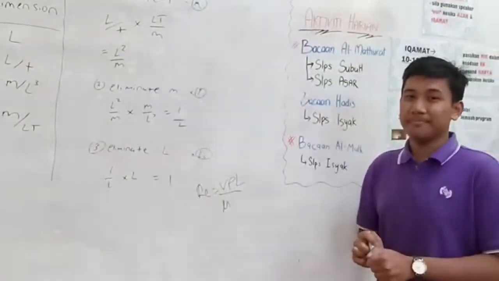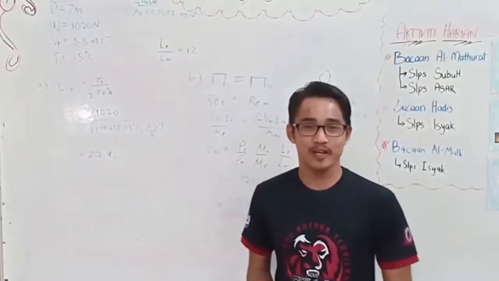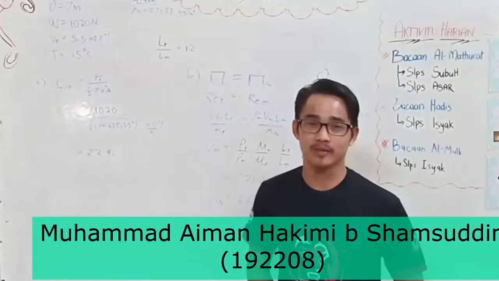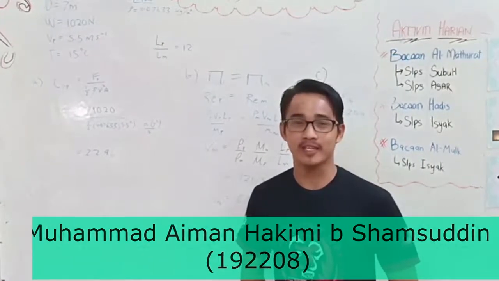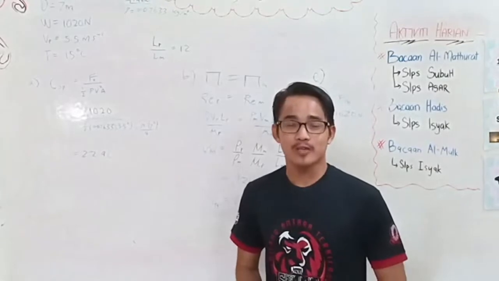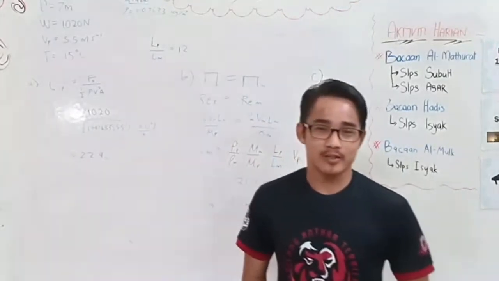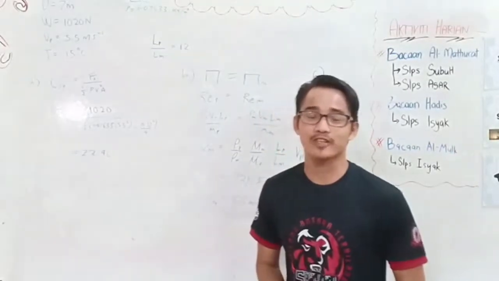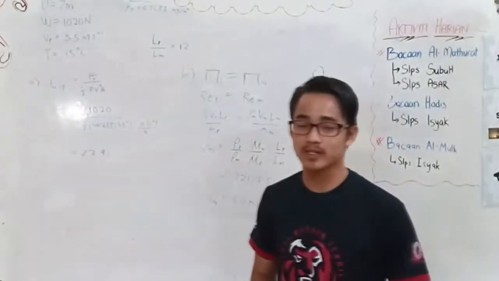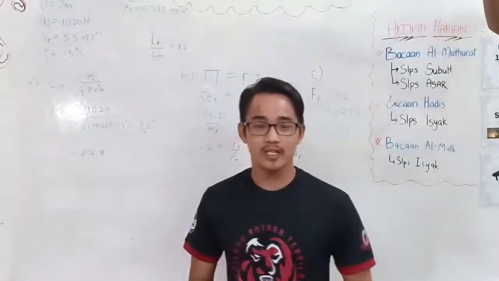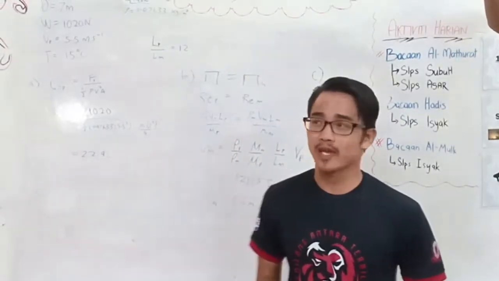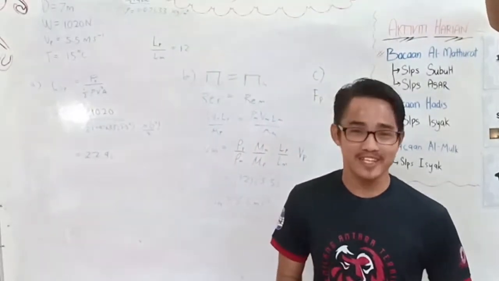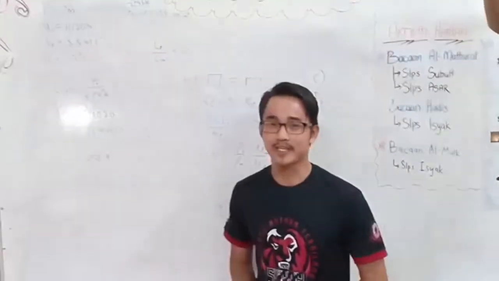Assalamualaikum warahmatullahi wabarakatuh. My name is Muhammad Aiman Hakimi bin Shamsuddin and my metric number is 192208. So today I will explain about dimensional analysis. What is dimensional analysis? Dimensional analysis is the analysis of the relationship between different quantities by identifying their base quantities. So we can test a prototype by building a model so that we can save money.